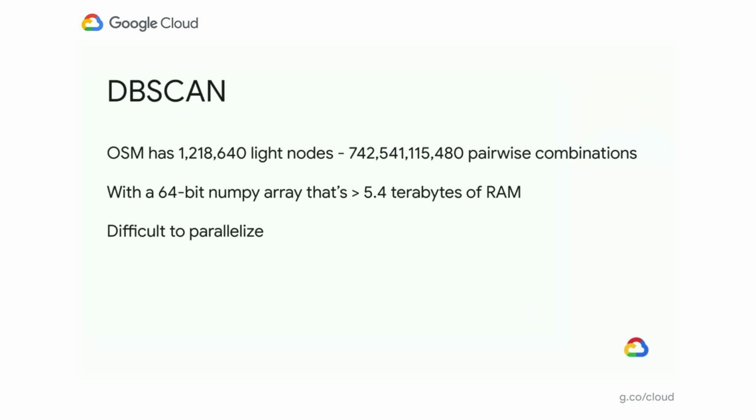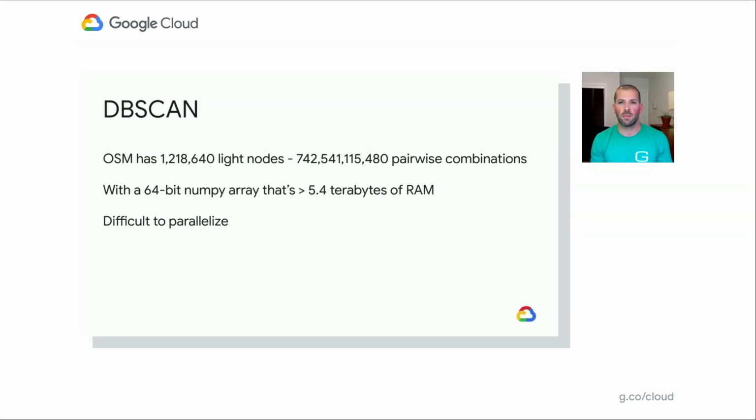However, even for this really simple use case, it really quickly becomes a scalability problem. If we're looking at the whole world, OSM has about 1.2 million traffic light nodes. This leads us to 742 billion pairwise combinations of distances. If you had data storage in a 64-bit NumPy array, that's more than 5.5 terabytes of RAM already needed just to store the distance matrix before you started doing any calculations. On top of that, dbScan is not a really easy algorithm to parallelize. So, I'm starting to sweat a bit. This doesn't really seem tractable. How are we going to do this? There must be some way that we can make this Google's problem, and there definitely is.